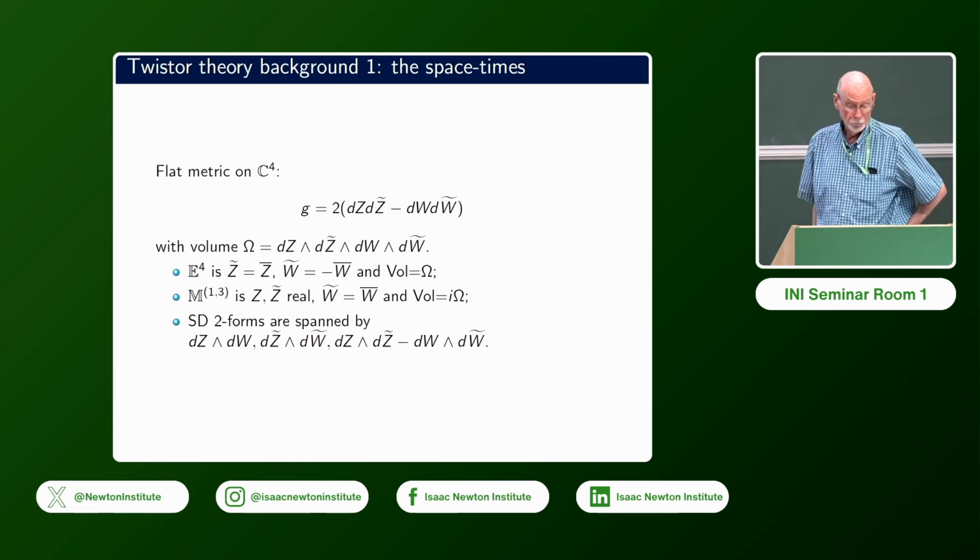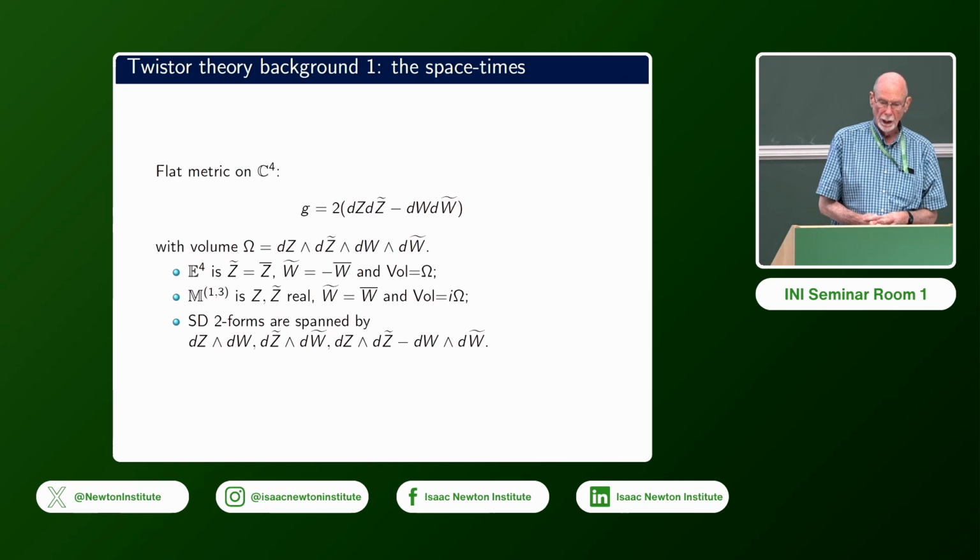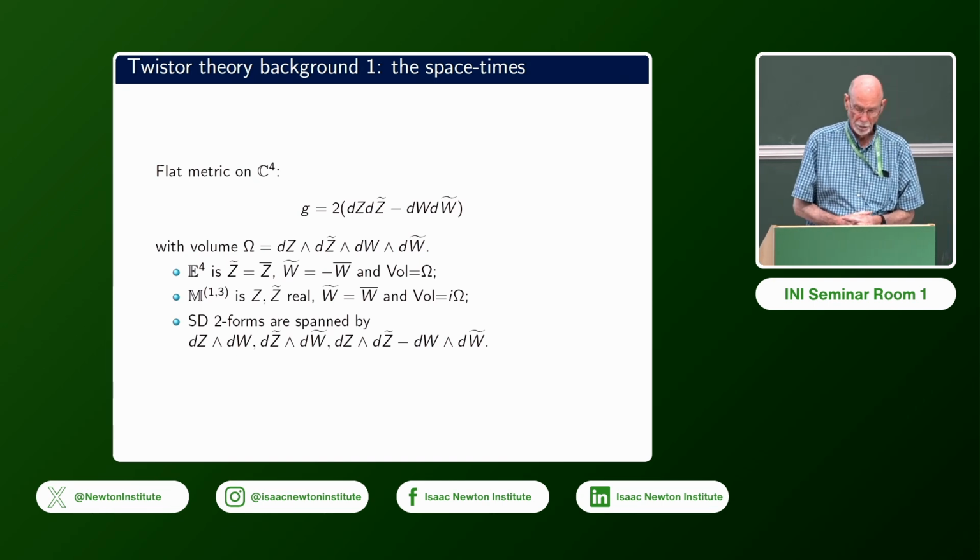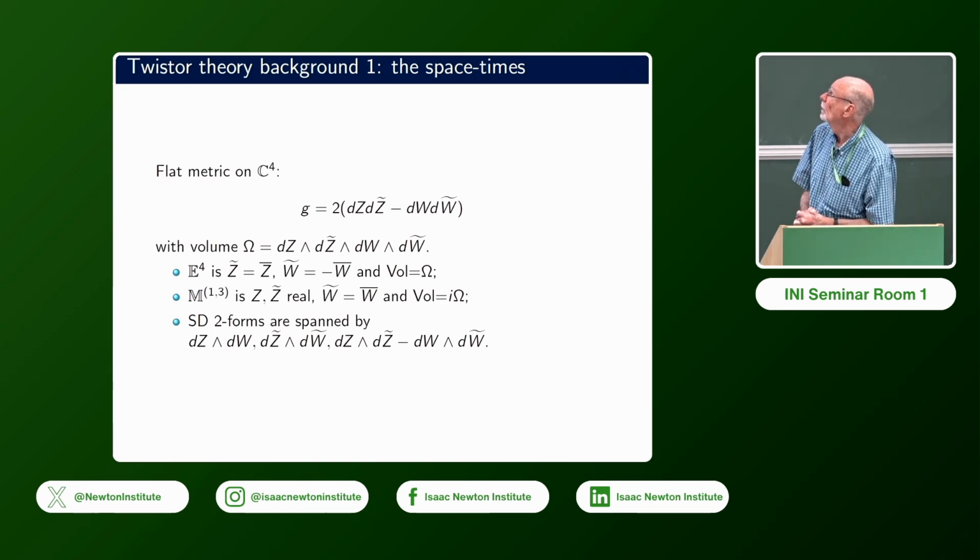Or you could do Minkowski space with 1 plus and 3 minuses, and you get that one if you impose the next line of reality conditions. Then the omega is imaginary, so i omega is the volume. And then the point about doing it this way is that you can make a little list of the self-dual 2-forms, and there they are, and they're going to be complex if you're in C4 or Minkowski space, but they don't have to be complex if you're in the Euclidean. Okay, that's the elementary bit.